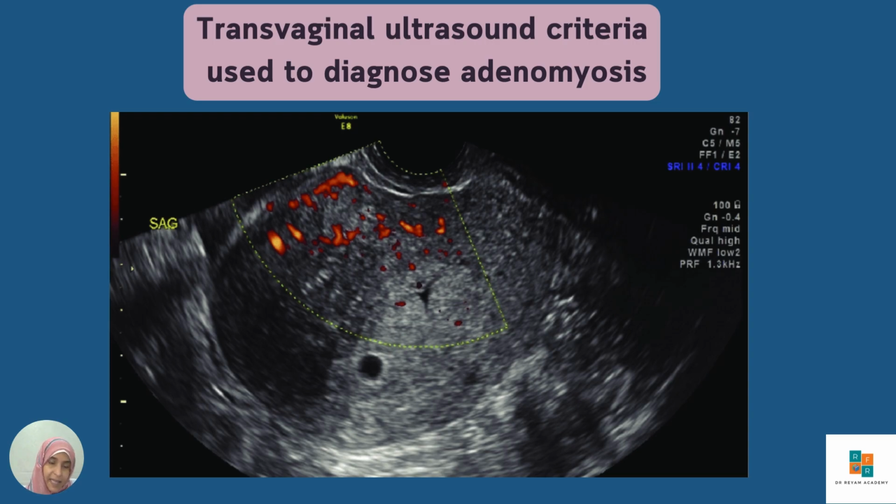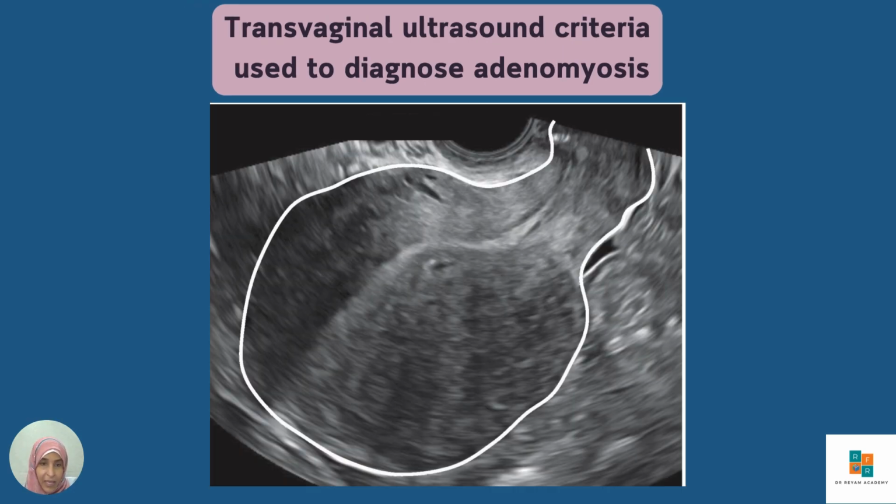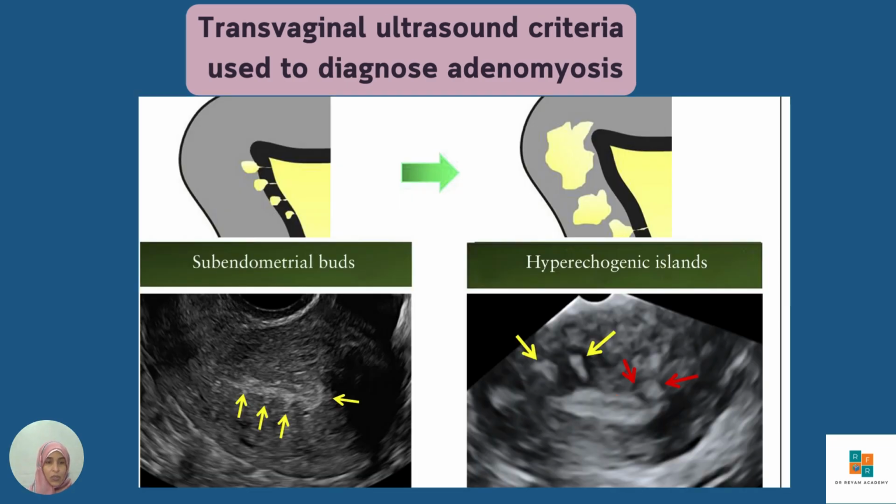In this image, you can see the asymmetrical enlargement of the myometrium and increased thickening of the anterior uterine wall and presence of the myometrial cyst in the posterior wall, in addition to increased vascularity of the myometrium in the anterior wall. Again, you can see the asymmetrical thickening of the uterine wall and the globular appearance of the uterus. This image also shows the subendometrial buds, the hyperechogenic islands.